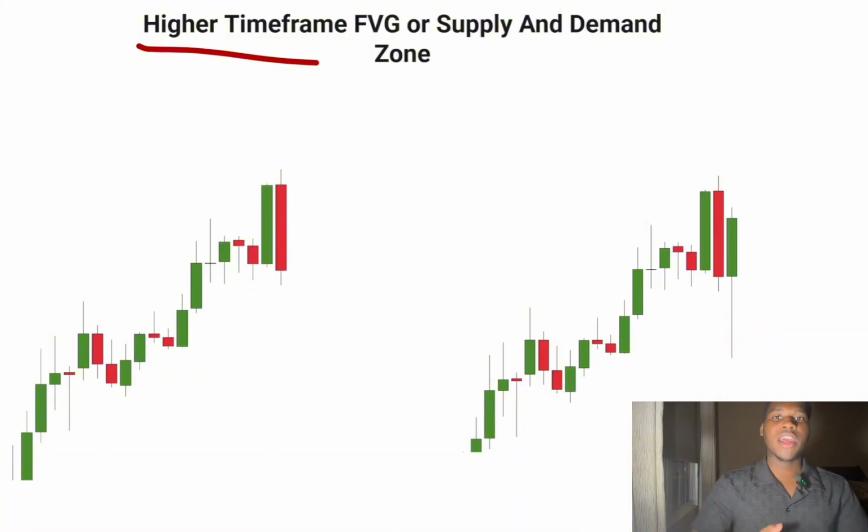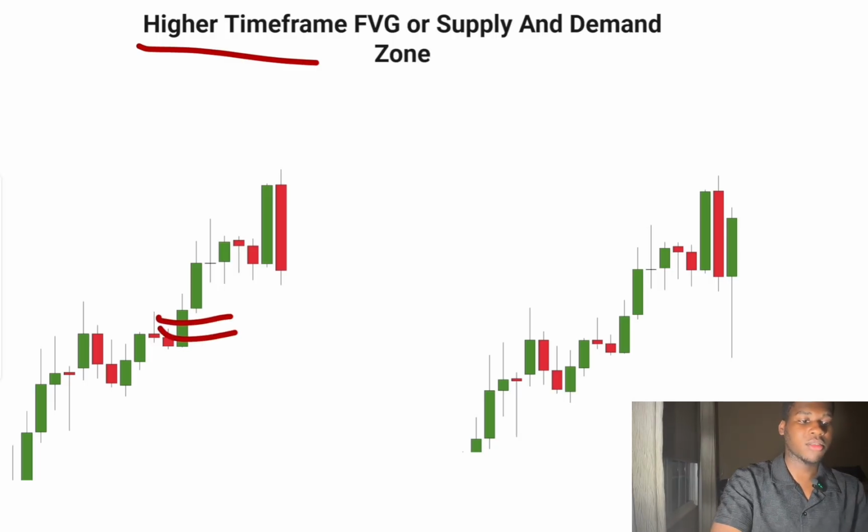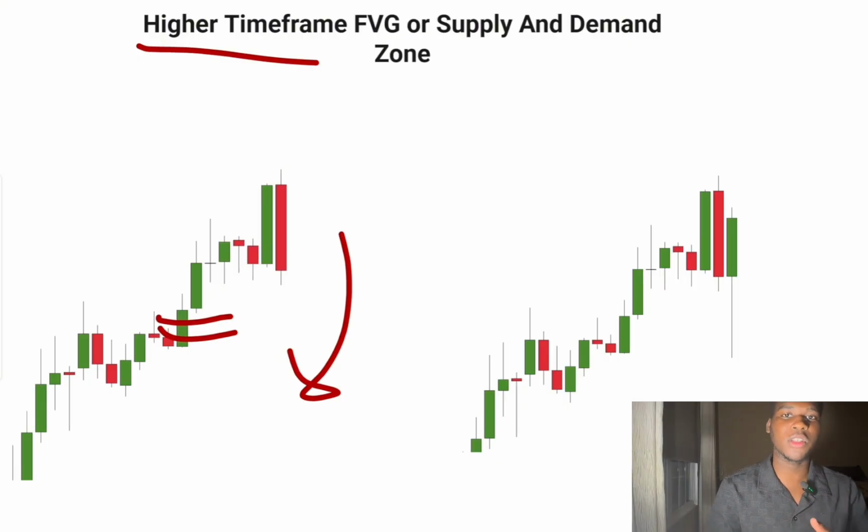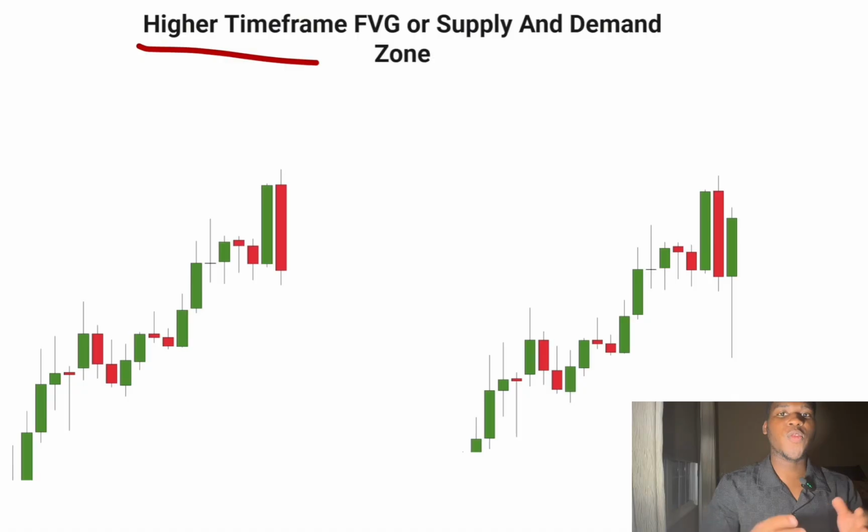Now, if you don't know what a fair value gap is, it is basically an area of imbalance inside of the markets. An example would be right here between these two candlesticks. There was a small gap. This is an area where price will come back and test and see if there are still active buyers that are willing to take the price higher. Now, fair value gaps can be a small gap like this one, or it can be a much larger gap as well.